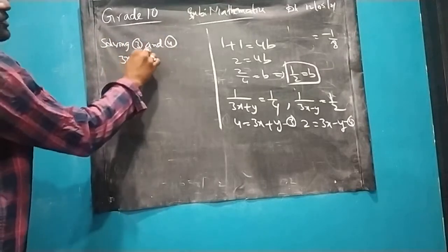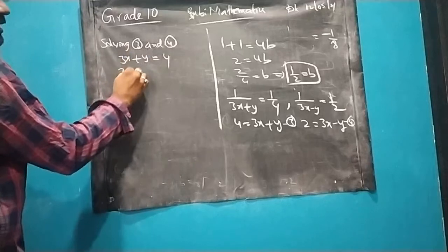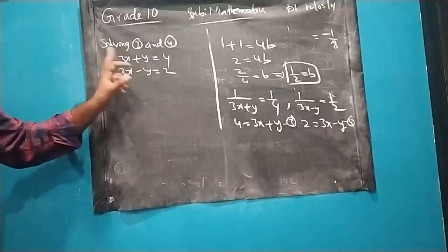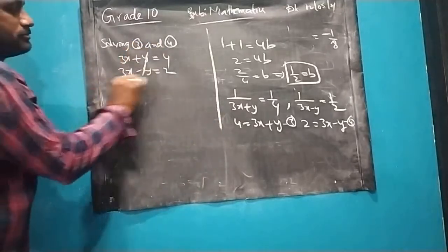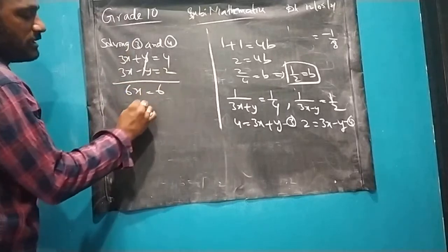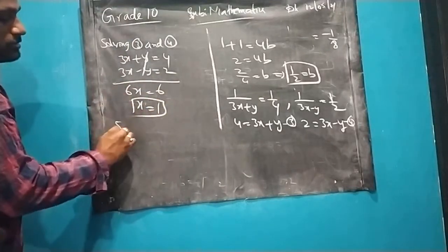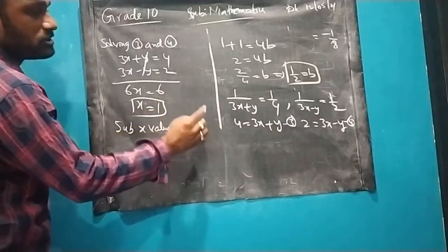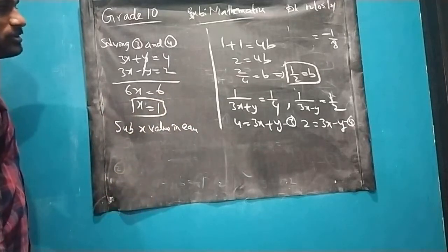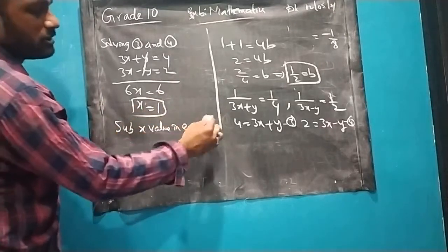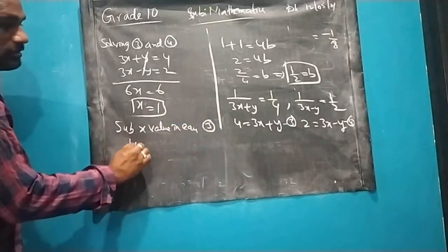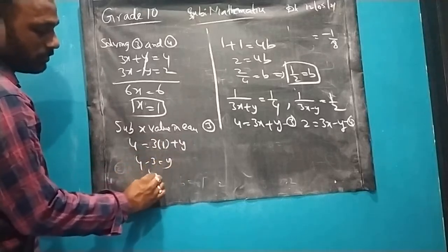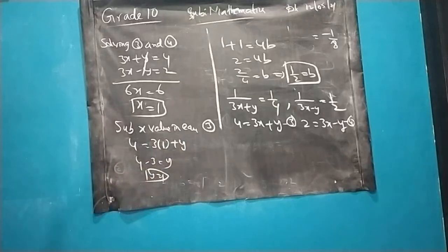That is 3x plus y is equal to 4, 3x minus y is equal to 2. So directly it is getting cancelled. That's the reason we are not multiplying with any number. So 6x is 6, x is 1. So substitute x value in equation 3. So 4 is equal to 3 into 1 plus y. 4 minus 3 is equal to y. Y is equal to 1. So I got x value also 1, y value also 1.